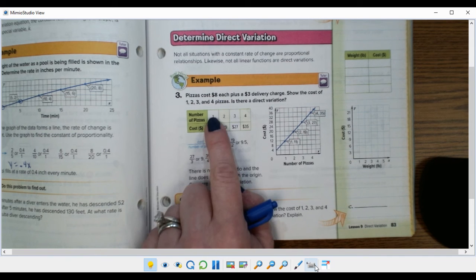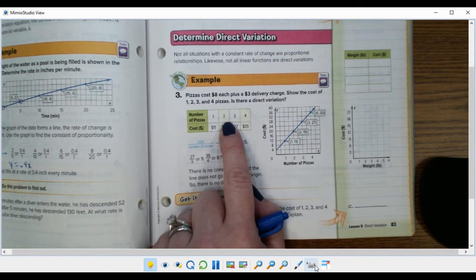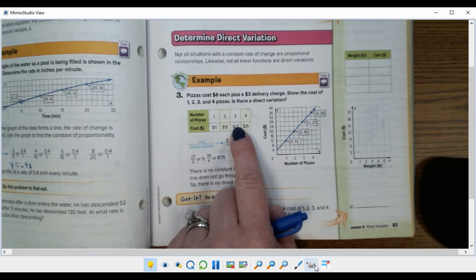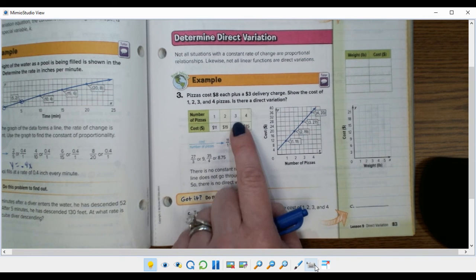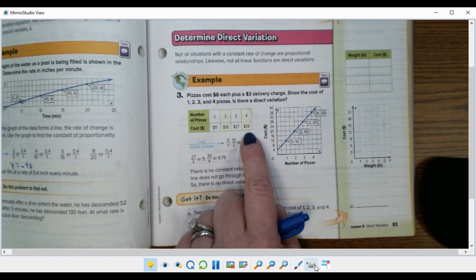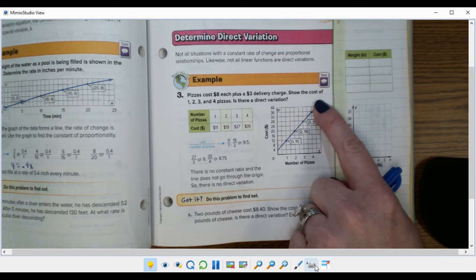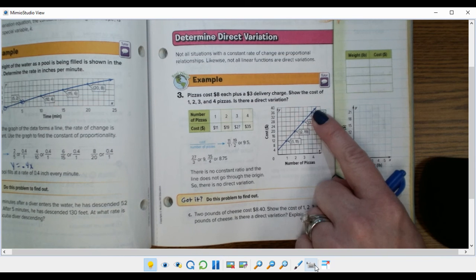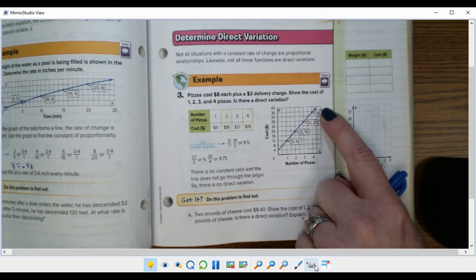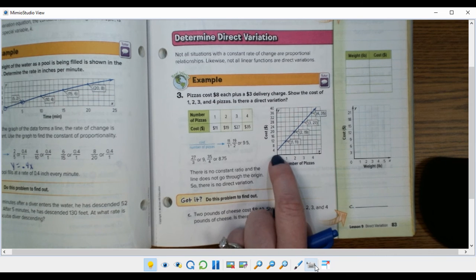Because if I do 11 divided by 1, I get 11. If I do 19 divided by 2, I don't get 11. And I do 27 divided by 3, I don't get 11. And 35 divided by 4, still not 11. Okay? So while there is slope, there is a constant rate of change because it goes up by the same amount. Because it doesn't go through 0, 0, there is no direct variation. This is not proportional.